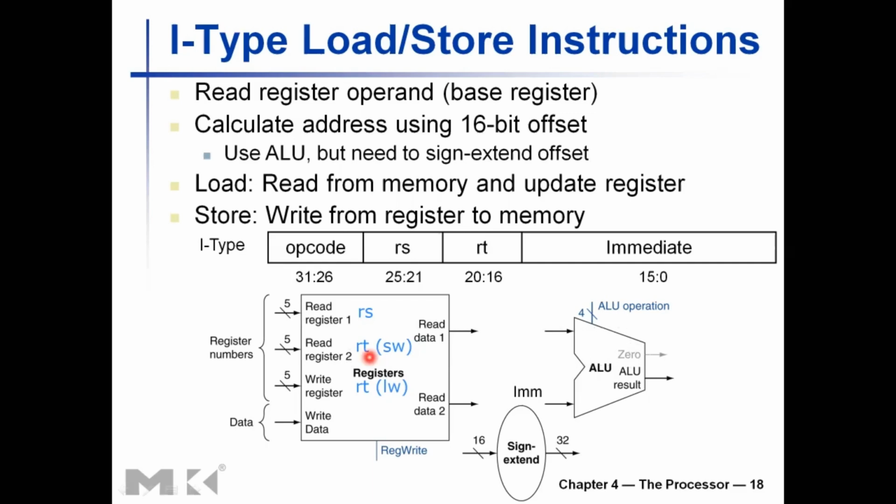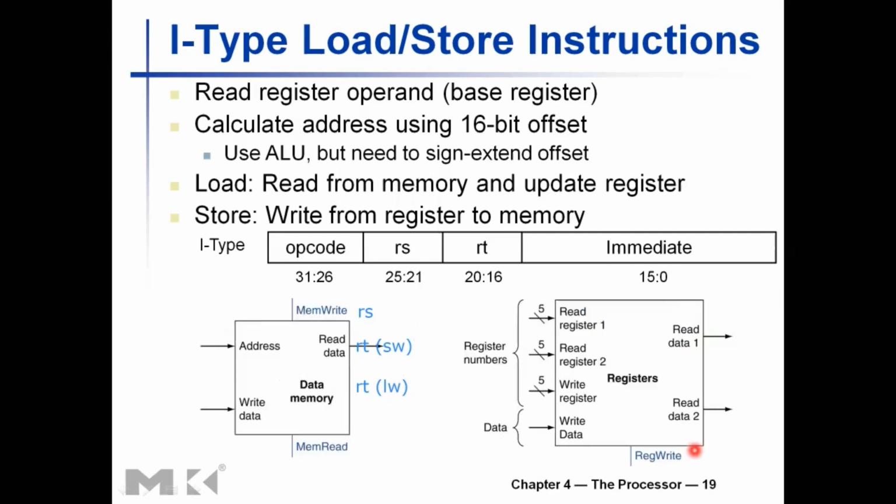If you're dealing with the load instruction, RT is the destination register, that is, you're getting data from the memory and writing into this particular register. Otherwise, if it is a store instruction, you're reading from this RT register and writing it into the memory. So two different cases here.